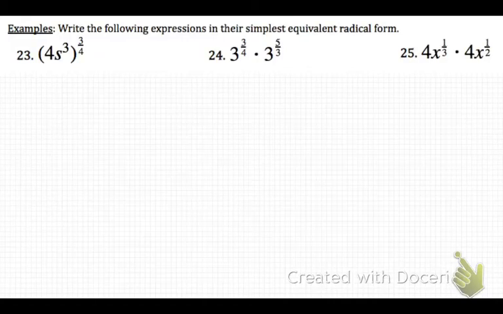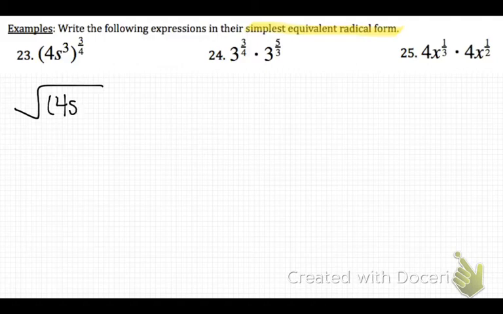Okay, so 23 through 25, these tell us to write in our simplest equivalent radical form, okay? We are looking for radical form. So on number 23, what is inside the parentheses? 4s to the third. Good, so I'm going to write that inside to begin with, and I'm going to leave it in parentheses for now.